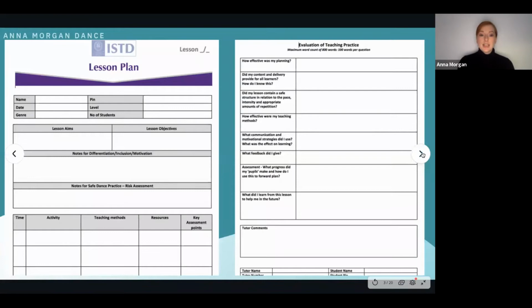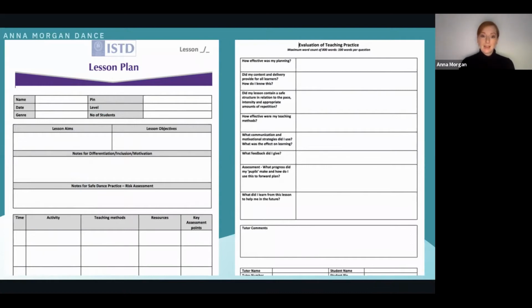So here you can see the lesson plan that you're going to be using. So if we just quickly run through, but I will go through in detail in a minute, the kind of things you can write in all these different sections. So firstly, you just need to fill in the lesson at the top, so maybe that's lesson 1 of 5, your details, it's pretty self-explanatory, your aims and objectives of the lesson, your notes for differentiation, inclusion and motivation, your safe dance practice notes, and then this section here you can extend for as long as it needs to be, which will be your actual plan for your class.